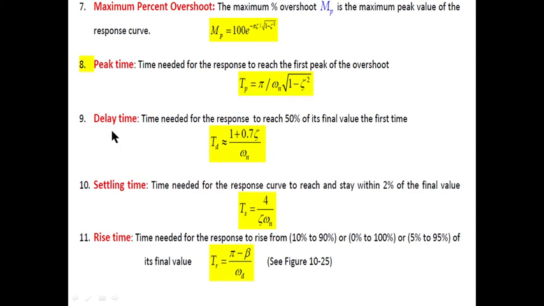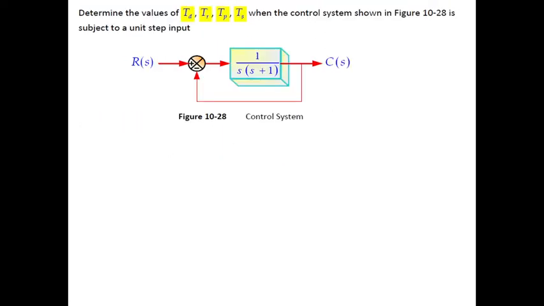Similarly, we have this formula for the delay time: Td equals 1 plus 0.7 zeta upon omega n. The formula for settling time is Ts equals 4 upon zeta into omega n. The rise time formula is Tr equals pi minus beta upon omega d.